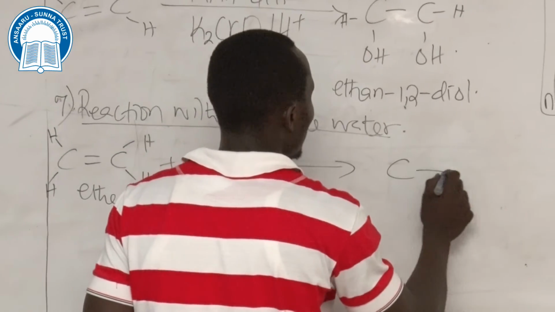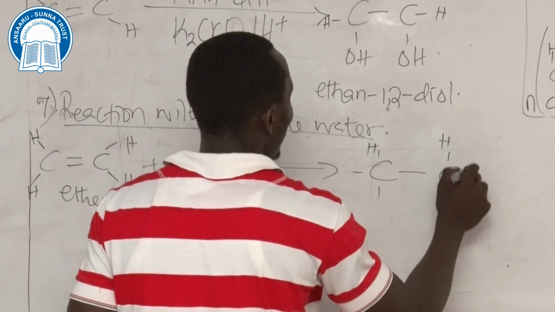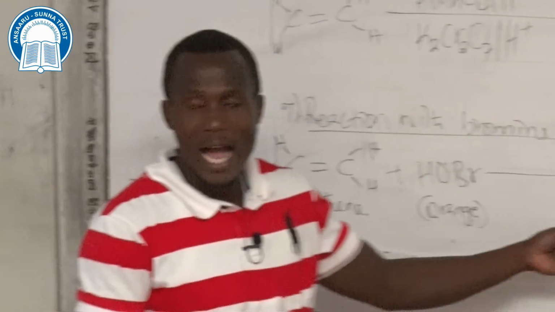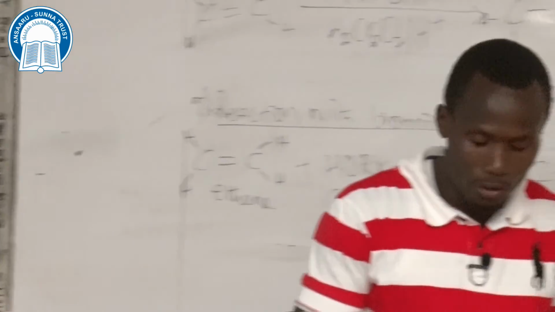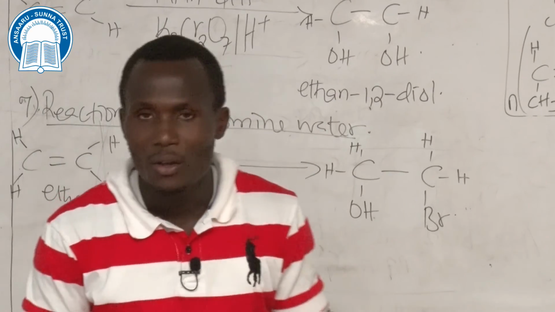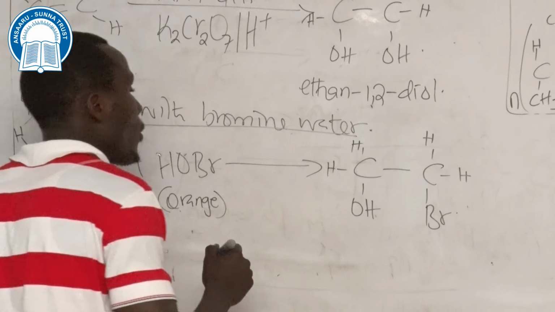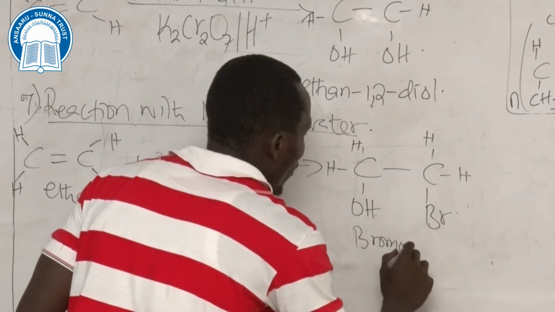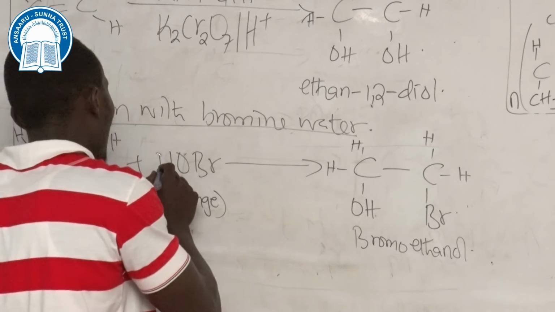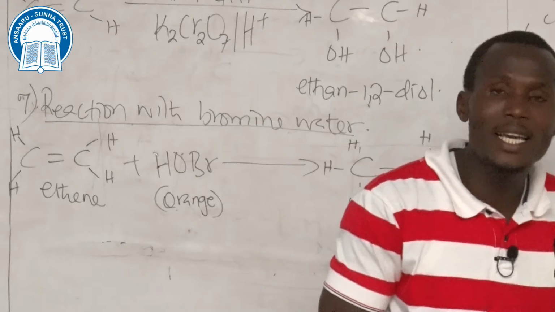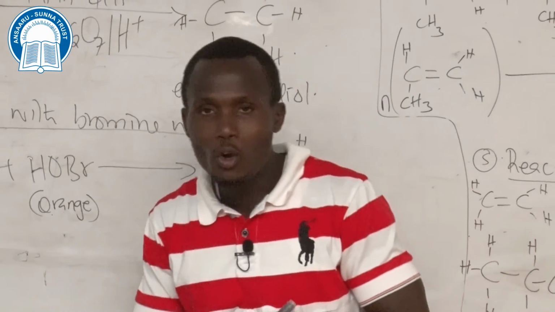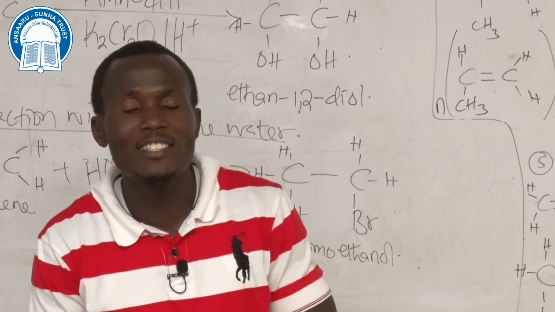Therefore, we are going to get C, hydrogen, hydrogen, hydrogen, hydrogen, OH, and Br. This is an alkanol due to the presence of the OH group. But since we have bromine in the structure, we need to identify the bromine. Therefore, we call this one bromoethanol. The orange color turns colorless, so it gets decolorized. That indicates that the substance here, an alkene, is unsaturated, because bromine water is used for the test of unsaturation.